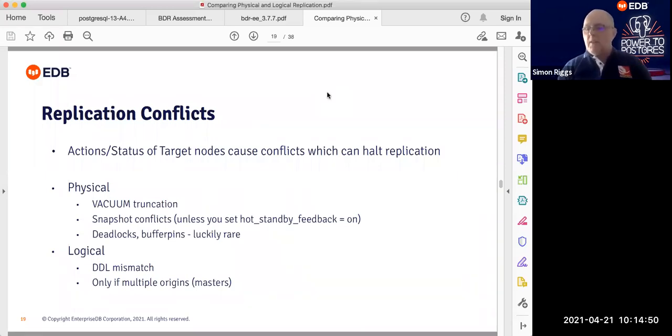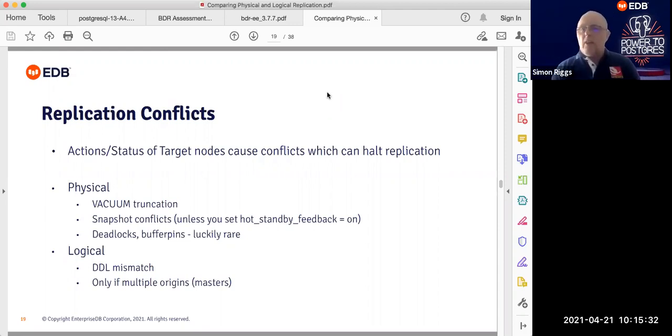Now, some people have said, oh, well, I wouldn't want to do logical replication, or I wouldn't want to use BDR because conflicts can happen when you use multi-master systems. Well, actually, all replication techniques cause conflicts of some kind or another. And I'd like to draw your attention to the fact that physical replication does have replication conflicts that can cause either replication to halt or actually for certain queries to be cancelled and disconnected from the server.